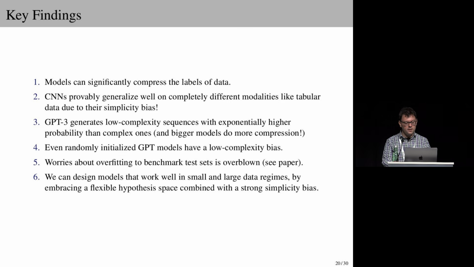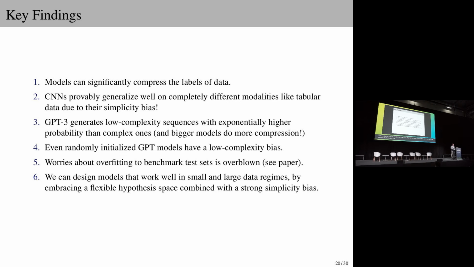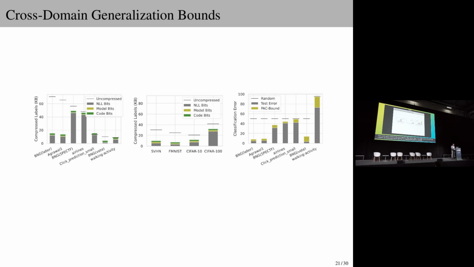benchmark problems. And that we can also design models that work well in both small and large data regimes, perhaps in contrast to some conventional wisdom, by following this recipe that I've described, embracing a flexible hypothesis space combined with a strong simplicity bias, and we'll show an example of that.